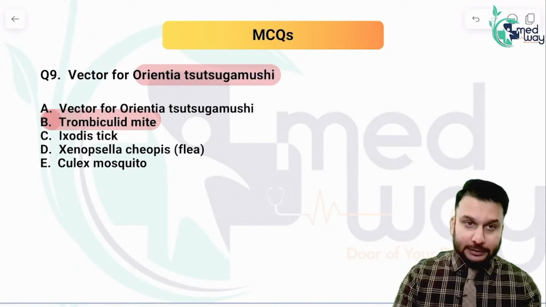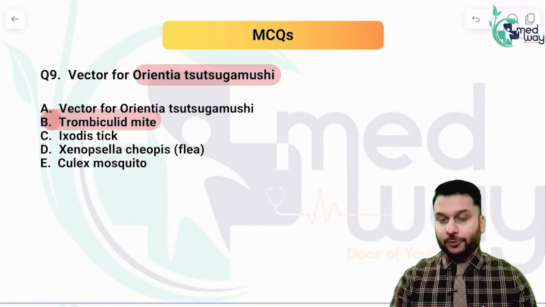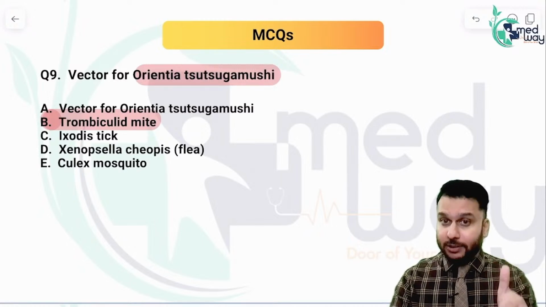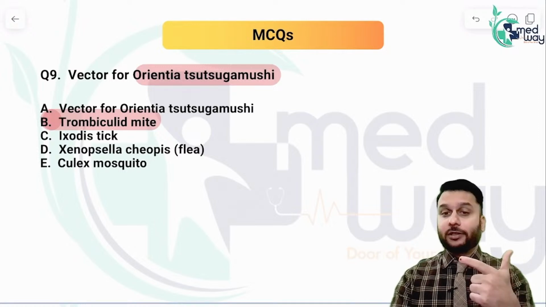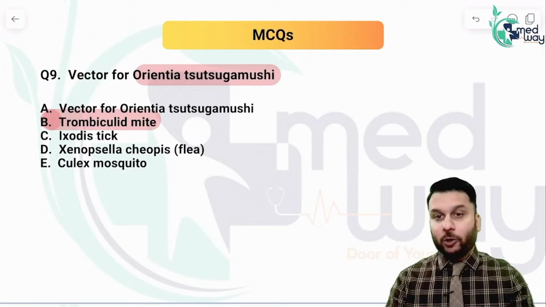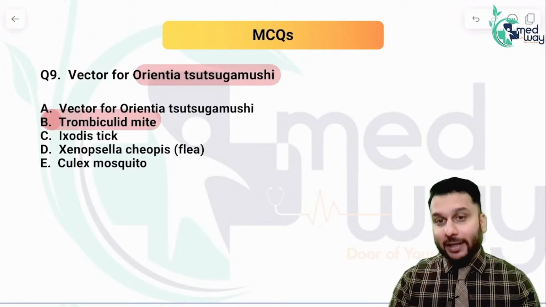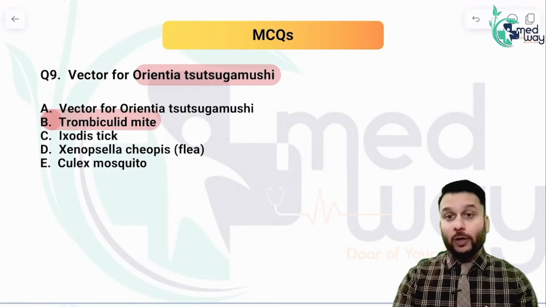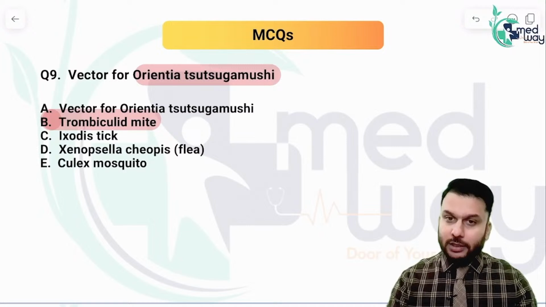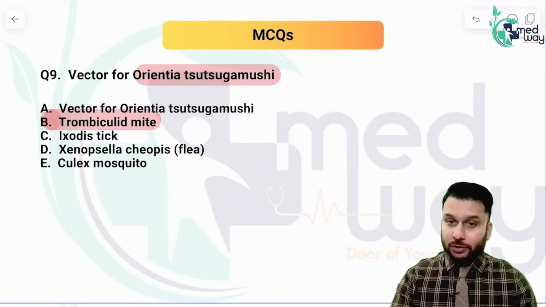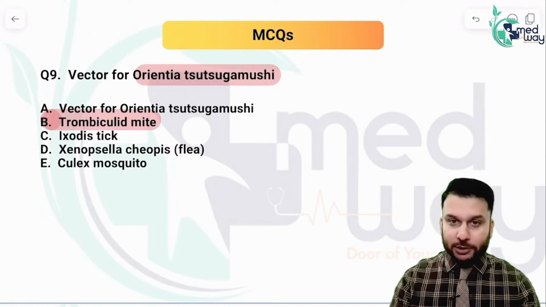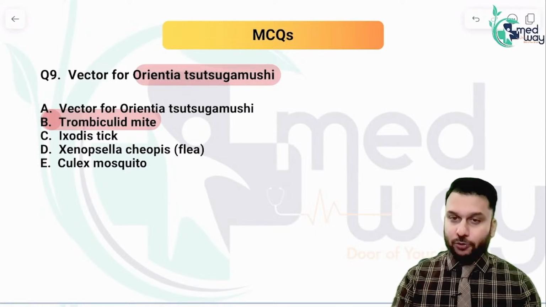Okay, next, Ixodes tick is going to spread infections like Borrelia that causes Lyme's disease, and another infection that looks like malaria called Babesia. Next is Xenopsylla cheopis. This is the guy that is causing plague. And last and the final, Culex mosquito. Culex mosquito spreads a couple of infections, at least for Indian exams. You must know Japanese encephalitis and filariasis are spread by Culex mosquito. So either way, the answer has to be trombiculid mite.